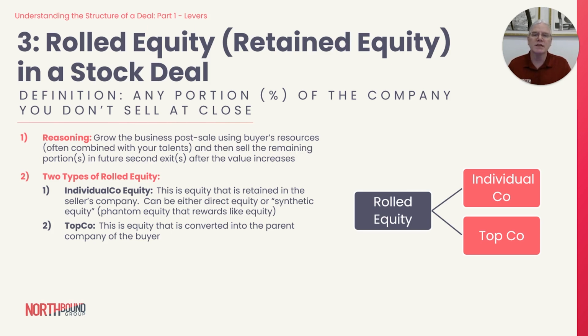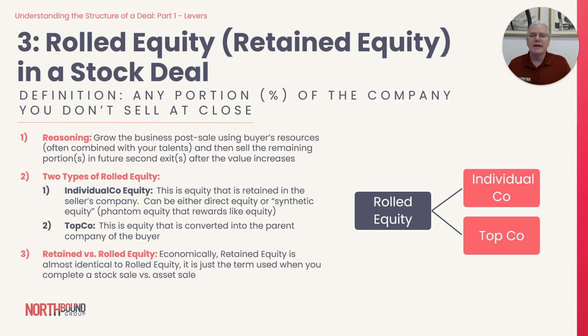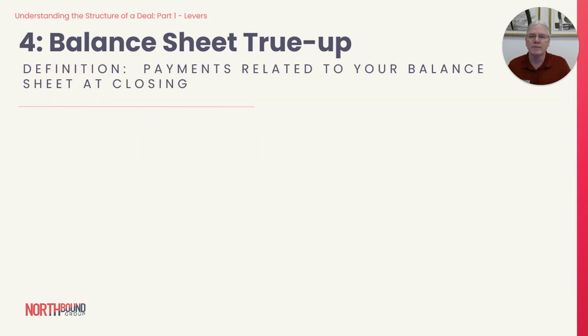But there's also a second tier called Topco equity, where you may be able to negotiate stock in the actual aggregator or buyer themselves based on a number of different factors. And that is a different tier of equity. So I want to make sure that we describe both of those. And then economically, retained equity and rolled equity are almost essentially the same. They're just used in different types of transactions. So don't get too lost in the differences between whether it's retained or rolled. It's essentially whether or not you're selling a part of the business today or all of it.